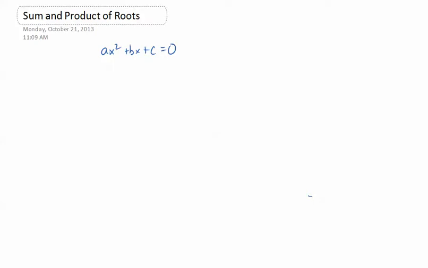Alright guys, I'm going to go over now a couple of rules called the sum and product of the roots. Now this is dealing with the sum and product of roots of a quadratic. Okay, you could, I'm sure, make similar rules for any other type of function, but we're going to do it here.